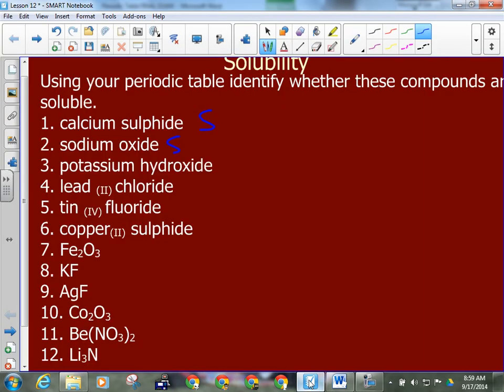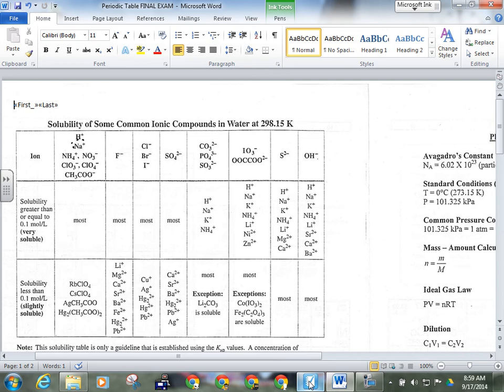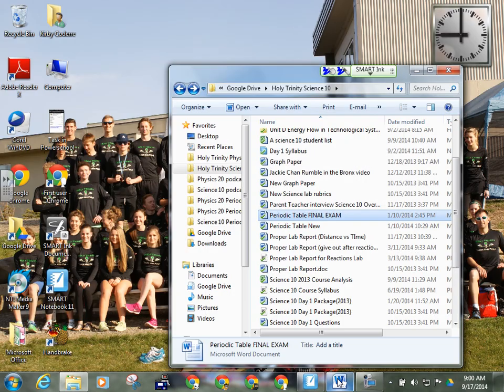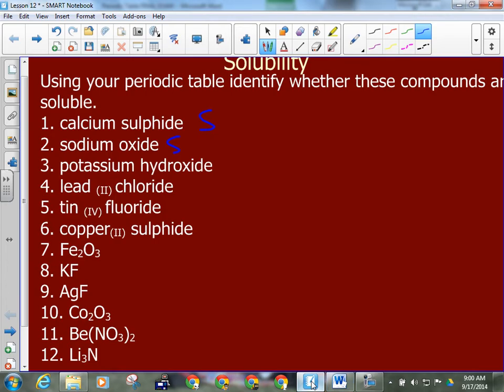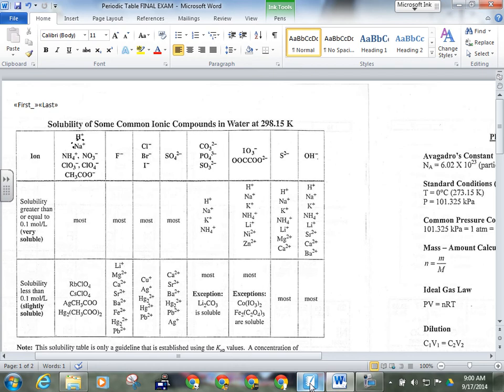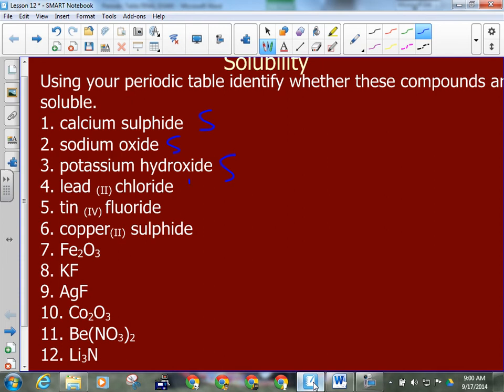Potassium hydroxide, that one will be on there. Hydroxide's here at the very end of the chart. There's potassium, so that stuff is soluble. Okay, lead 2 chloride. Chloride is right here. If we go down, it's soluble with most things, but not with lead 2 plus. That's down in the not soluble row. So that one would be insoluble.